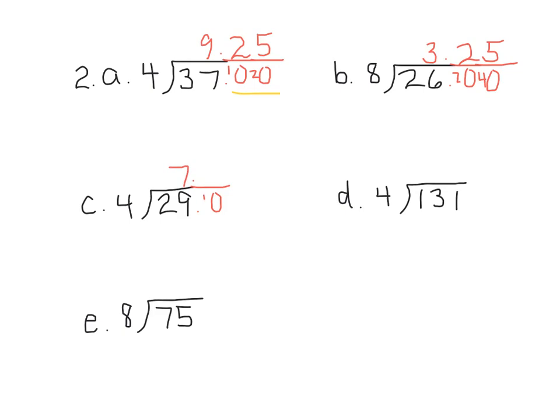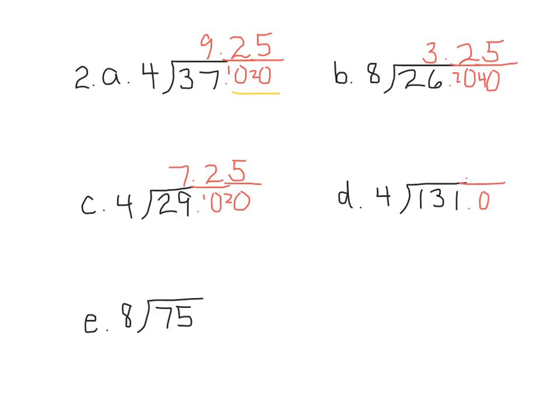4 into 10 goes 2 times, but I'm going to have a remainder, so I'm going to go ahead and annex another 0, and I'm going to put that remainder in front of that annexed 0, and 4 goes into 20 5 times. 5 times 4, 20, no remainder, I'm done. Go on to D. Decimal, annex 0, 0 in my answer.